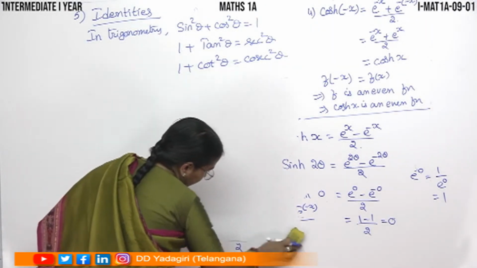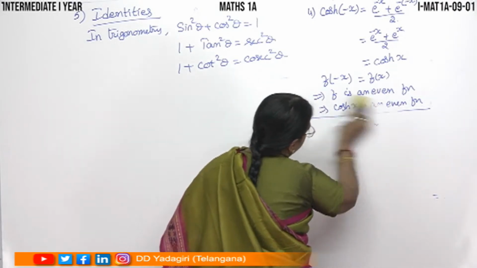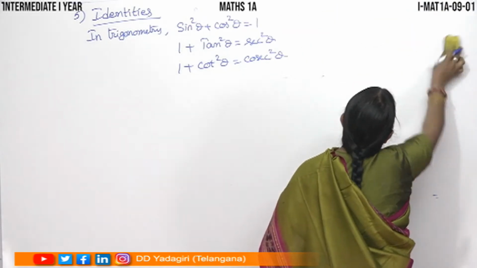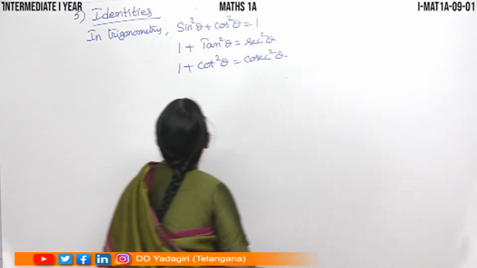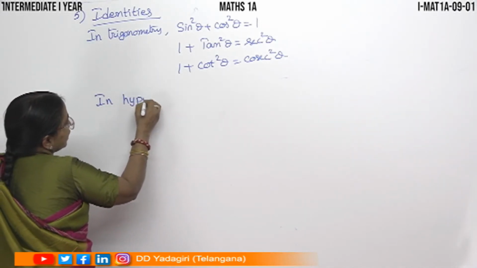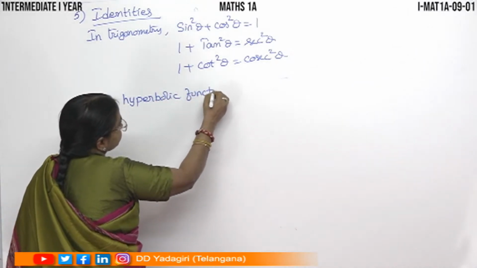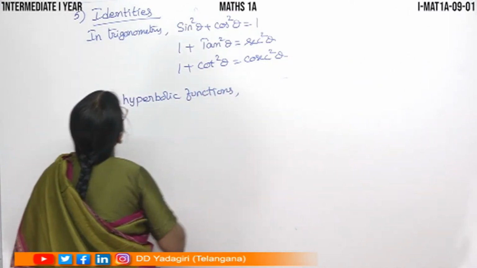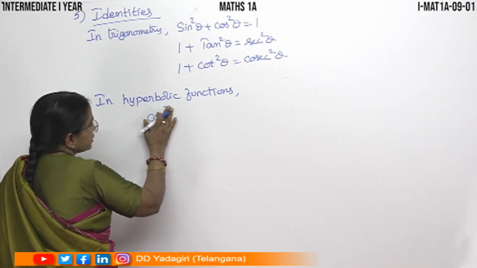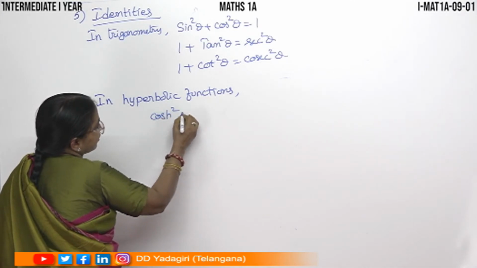Now we'll prove similar things in hyperbolic functions also. In hyperbolic functions also we have similar identities. So in hyperbolic functions we have the identities as cosh square x. Okay, we should write cosh square.